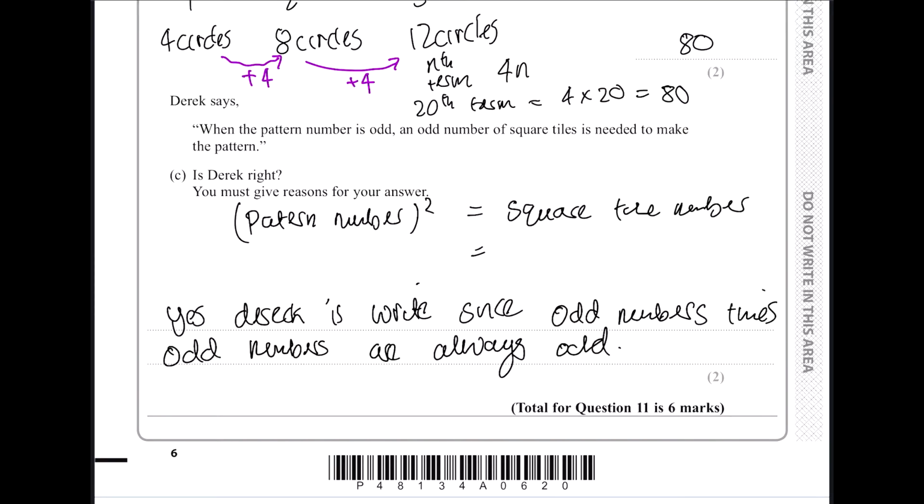Therefore, if we choose an odd pattern number, then this value, whatever it is, is an odd number squared, which means that square must be odd, since this is odd times odd.